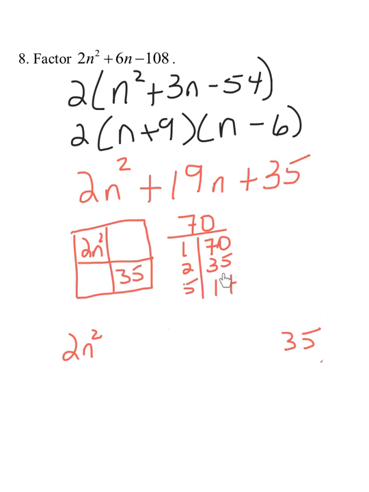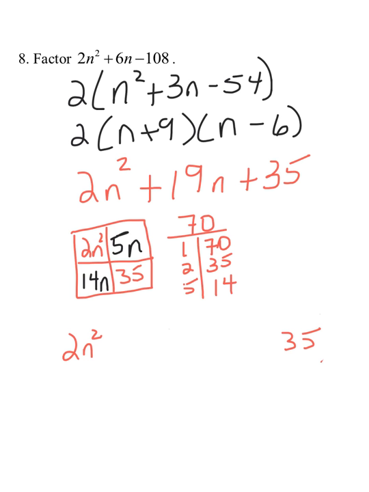You have to find the factor pairs that multiply to give you 70 and add to give you 19. So as I was going through my list, I finally got to 5. 5 times 14 gives me 70, and I know that 5 plus 14 is going to give me 19. So I'm going to use this factor pair.